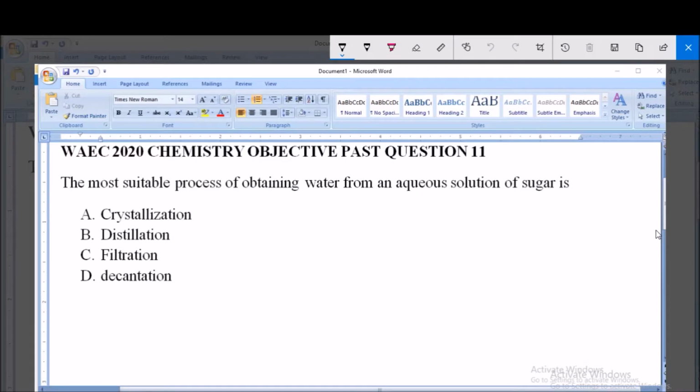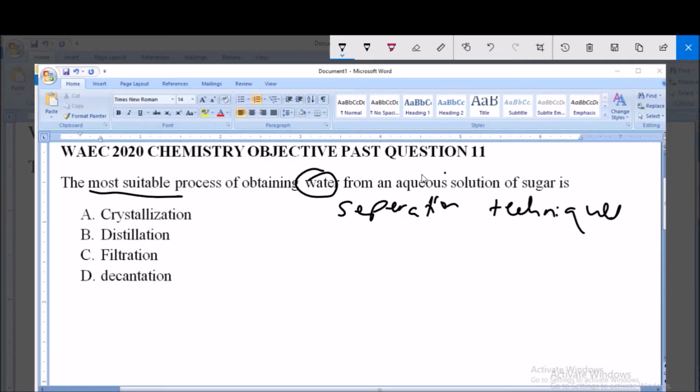The most suitable process of obtaining water from an aqueous solution of sugar is: A. Crystallization, B. Distillation, C. Filtration, D. Decantation. So we're looking at various separation techniques, and we're asked for the one that is most suitable for obtaining water from an aqueous solution of sugar.